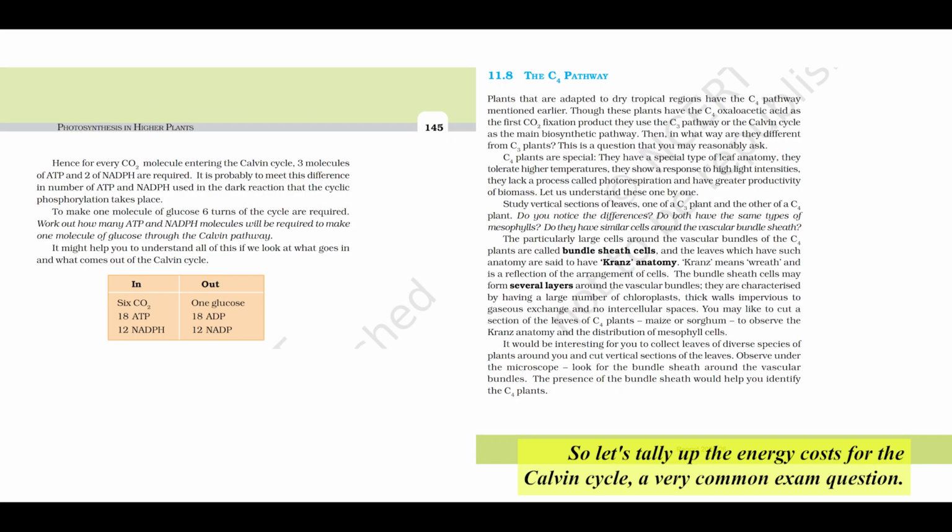So let's tally up the energy cost for the Calvin cycle, a very common exam question. For every 1 CO2 molecule fixed, carboxylation uses 0 ATP, 0 NADPH. Reduction uses 2 ATP, 2 NADPH. Regeneration uses 1 ATP, 0 NADPH. Total per CO2, 3 molecules of ATP and 2 molecules of NADPH.